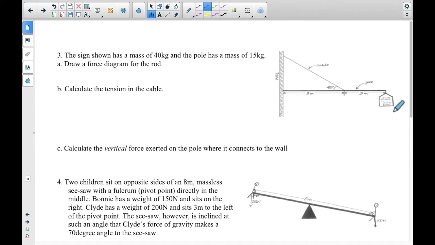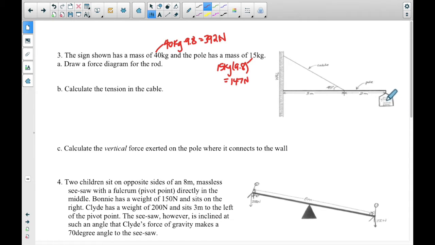So it says it's a sign. It says the sign has a mass of 40 kilograms. And so if I take 40 kilograms times 9.8, I'm going to get 392 newtons. And if I take 15 kilograms times 9.8, I'm going to get 147 newtons. So I'm going to come over here and draw my force diagram.